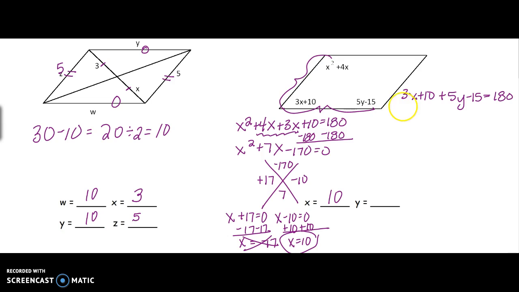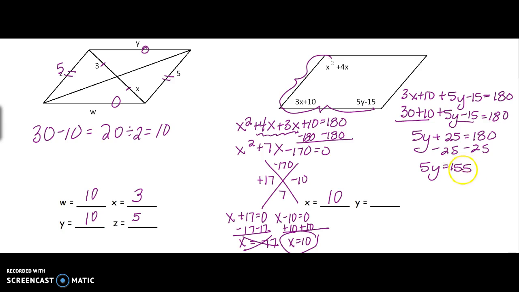Now we know what x is, so we can substitute that in. So 3 times 10 is 30. And now we can combine like terms. So we would have 5y, 30 plus 10 is 40, minus 15 is plus 25. When you subtract 25, you get 155. So you have 5y equals 155. And 155 divided by 5 is 31. So x is 10, y is 31. And we were able to figure out how to set up our equations based on the properties we know.